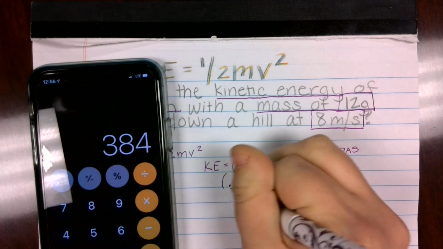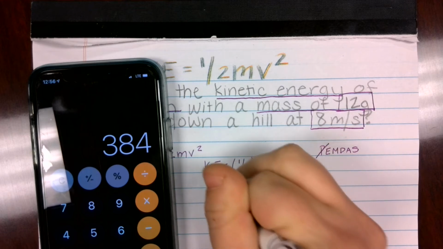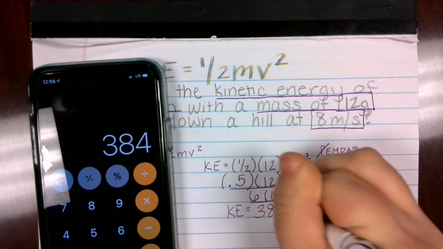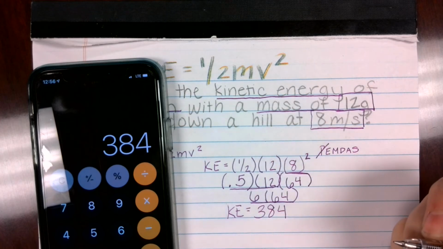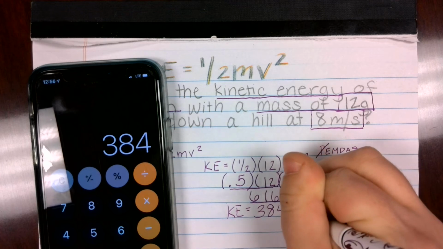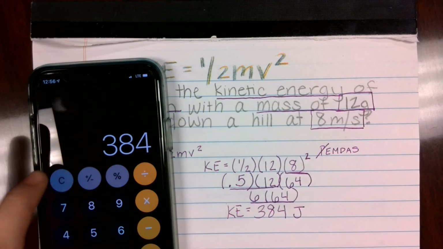And there you have it. My kinetic energy is equal to 384. But remember, let's put our units on here. So it's going to be 384 joules. Let's do another problem.